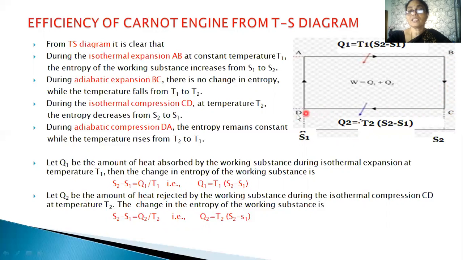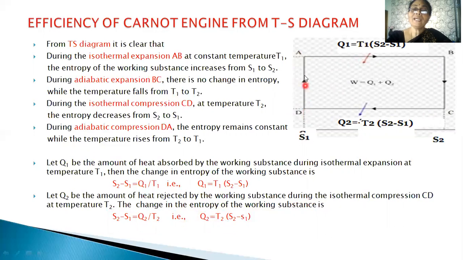Now let's calculate the change in entropy between C and D, which is an isothermal compression process. Here it is rejecting a quantity of heat Q2. So Q2 is the amount of heat rejected by the working substance during the isothermal compression CD, which is at a temperature T2. Then the change in entropy of the working substance, S2 minus S1, is equal to Q2 by T2. That is, Q2 is equal to T2 into (S2 minus S1). So we know the quantity of heat absorbed and the quantity of heat rejected during the isothermal expansion process AB and during the isothermal compression process CD.